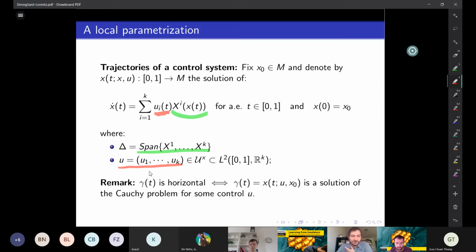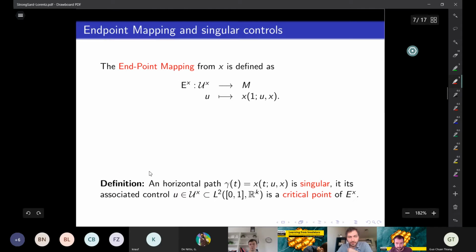Okay. So this gives us some sort of parametrization, and therefore we can consider what is called the endpoint mapping for singular controls, which is also very important in Riemannian geometry, the endpoint mapping in the usual sense. But in here, what we're considering is that we fix this point x, and we consider this open set of all of the controls, and we're going to end up in the variety M.